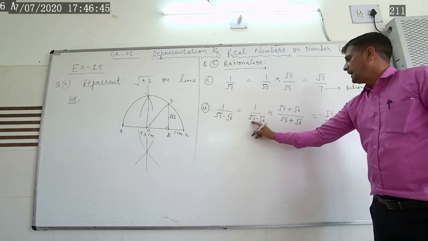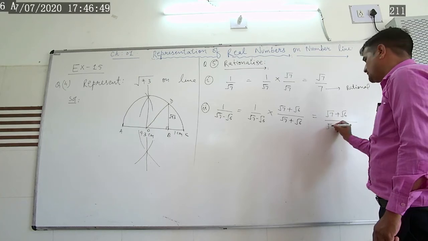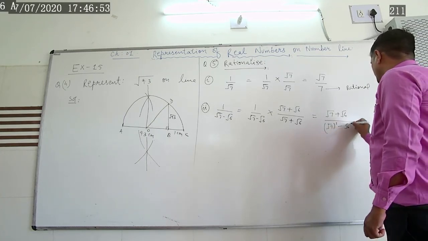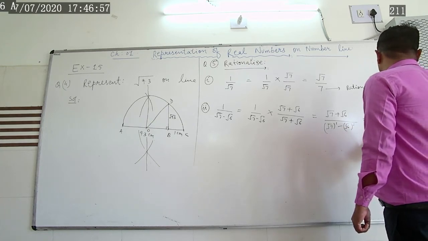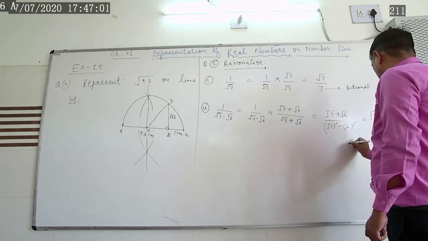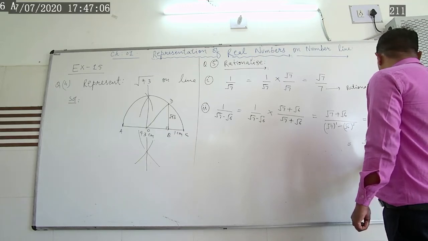When the denominator is a minus b into a plus b, it is coming as a square minus b square. That is coming over 7 minus 6. That will give me √7 plus √6 by 1.